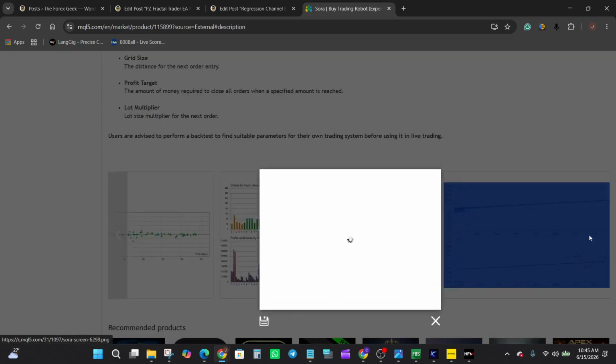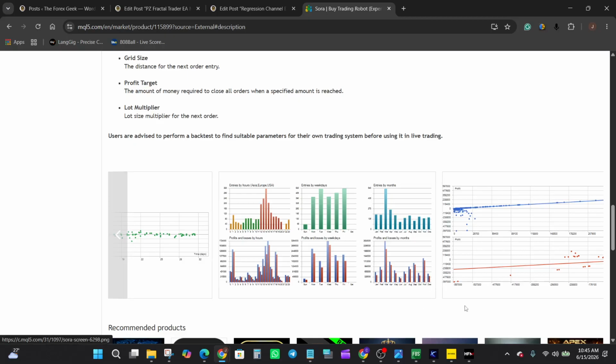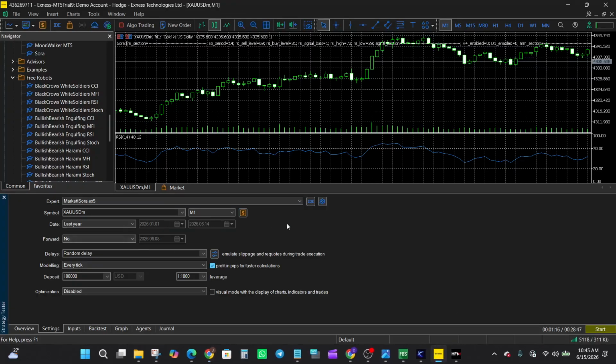But let's head over to our strategy tester right away. Let's see how the EA behaved in 2026. So we're testing the Sora EA on XAUUSDM on the 1 minute time frame, and I'm testing it from the beginning of this year, 1st January 2026 till date. So that covers about 5.5 months of market data, right? And then for the delays, we're using the random delay and we're using the every tick modeling.